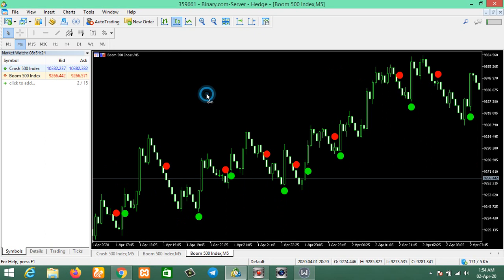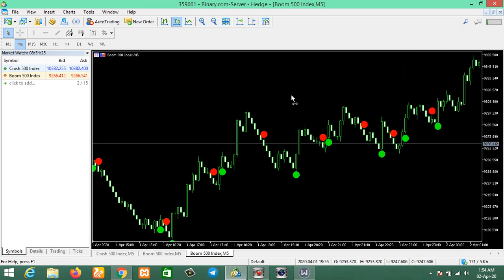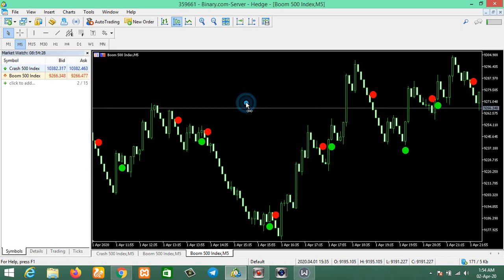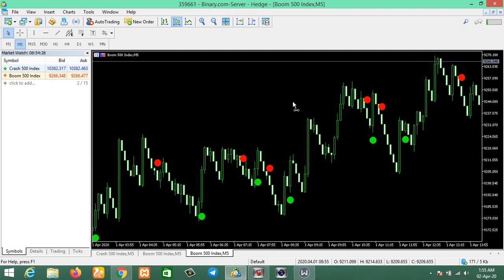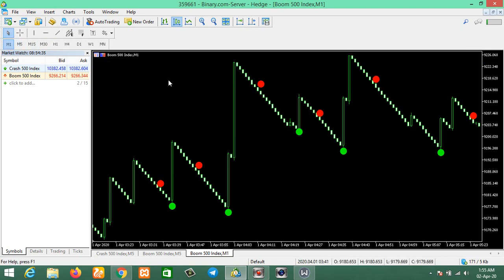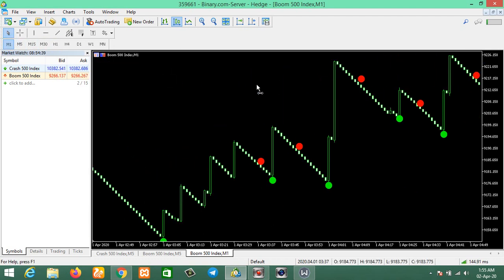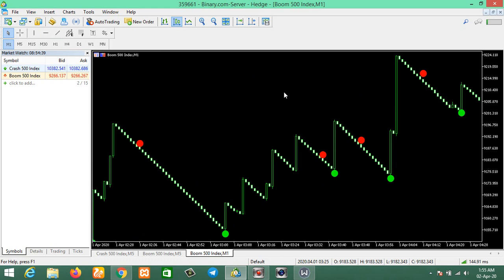This one is more efficient with Volatility 75, but you can as well use it to trade your Boom and Crash assets easily. You can change the time frame. If it's not working for you, you can change it. This is it on the 1 minute time frame. So you can experiment around with this indicator to see what works best for you, but it is very efficient.